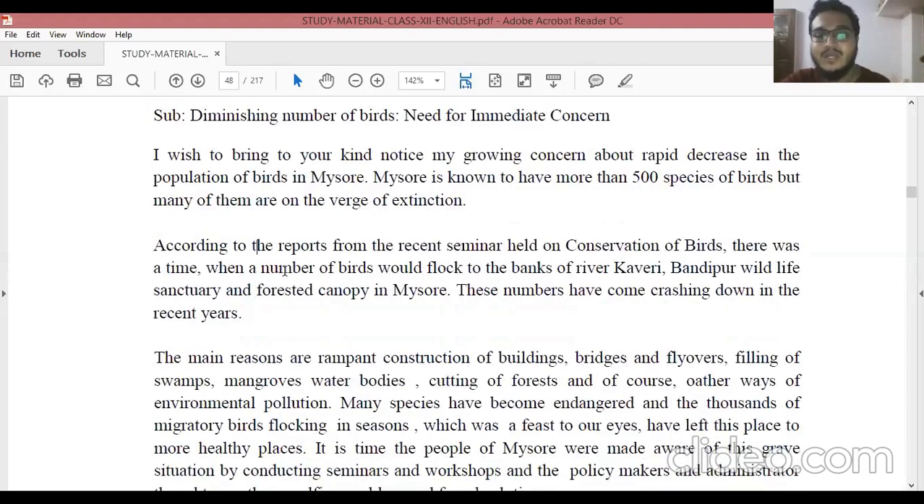According to the reports from the recent seminar held on the conservation of birds, the protection of birds, there was a time when a number of birds would flock to the banks of river Kaveri, Bandipur Wildlife Sanctuary and forested canopy in Mysore. See, the first sentence of the paragraph is talking about the issue of birds. They are decreasing, and in one seminar, the same issue has been highlighted.